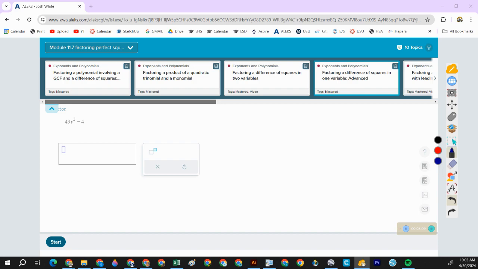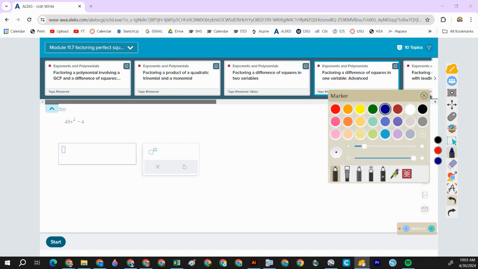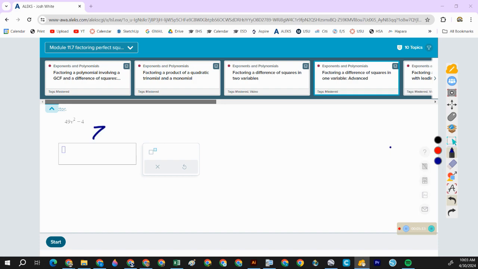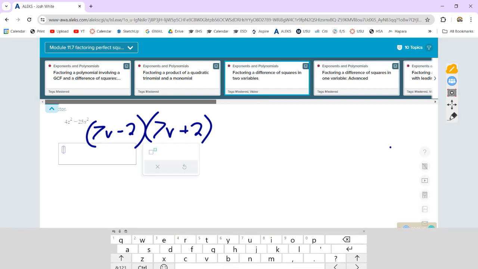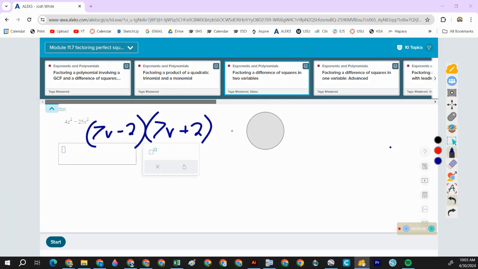Okay. This is just a difference of perfect squares. It's going to be 7v minus 2 and 7v plus 2. This is a difference of perfect squares. 2z minus 5x and 2z plus 5x.